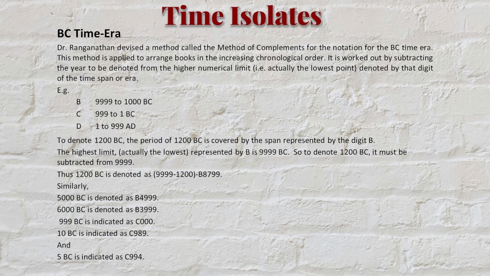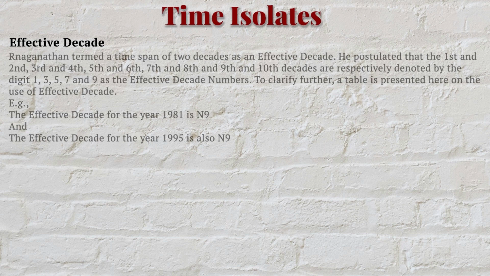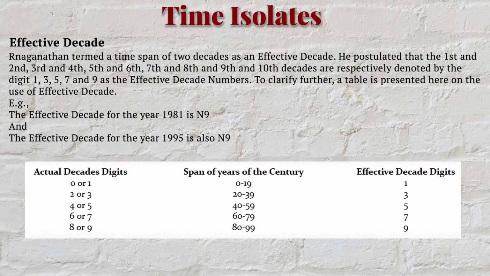Now in time isolates, we next discuss what is effective decade. Ranganathan termed a time span of 2 decades as an effective decade. He postulated that first and second, third and fourth, fifth and sixth, seventh and eighth, and ninth and 10th decades are respectively denoted by the digit 1, 3, 5, 7, and 9 as the effective decade numbers. Here we present a table on the use of effective decade.